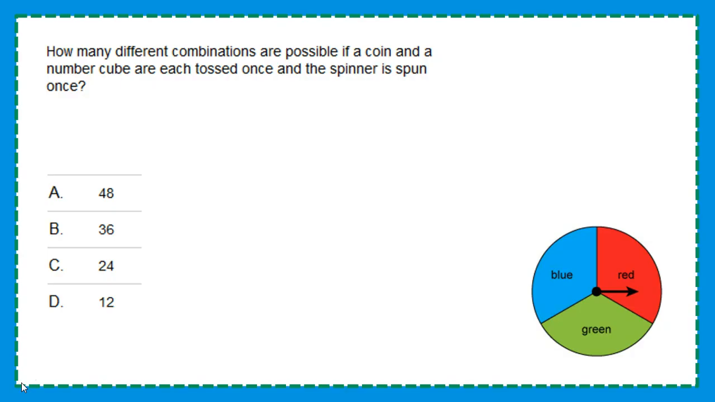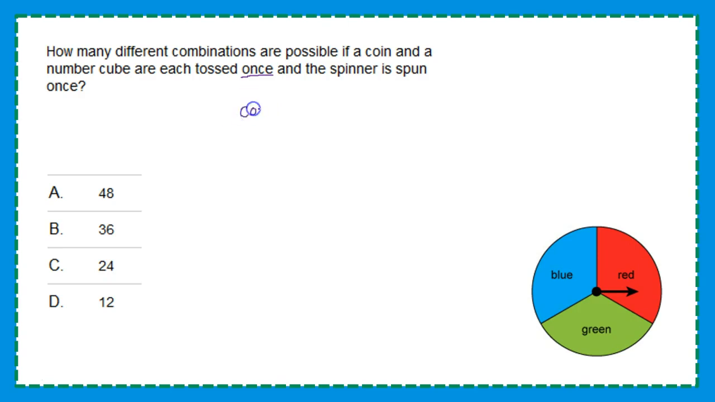So this is one from the assessment, and it says, how many different possible combinations are possible if a coin and a number cube are tossed once and a spinner is spun once? Okay, the number of times that they do it is important, and the total number of possible combinations.